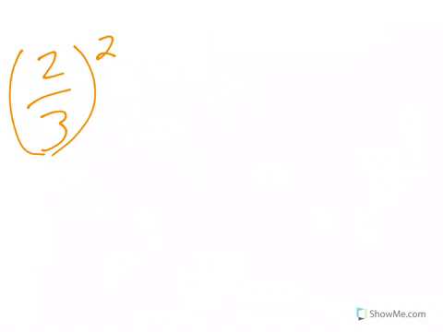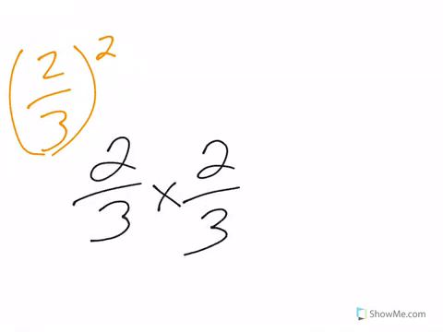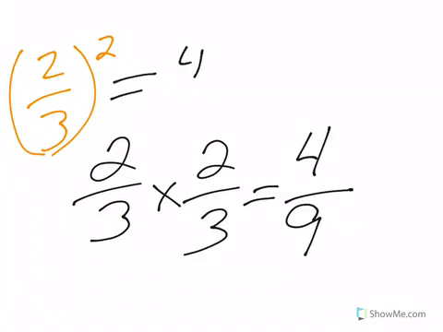Okay, 2/3 to the power of 2, or 2/3 squared. We're going to have 2/3 times 2/3. We multiply across. We have 2 times 2 gives us 4. We have 3 times 3 gives us 9. So 2/3 squared equals 4/9, because that's already in simplest form.